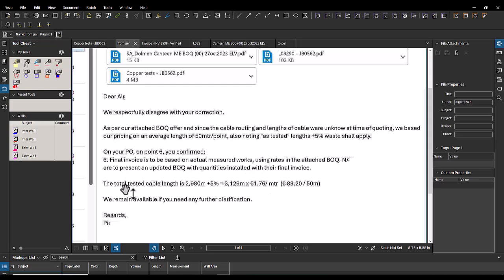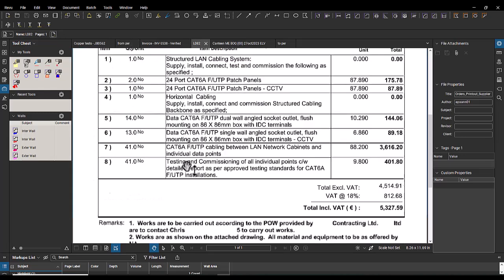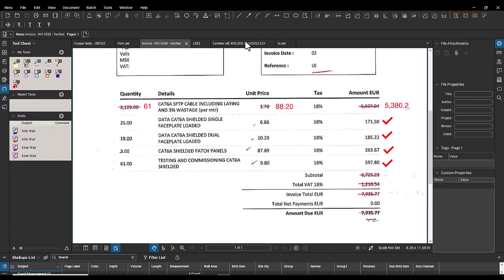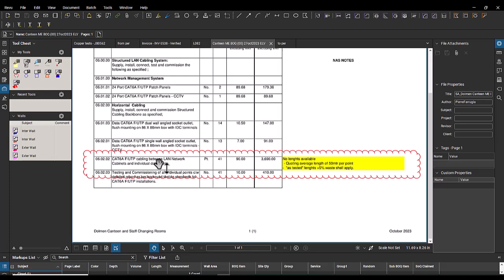And he even says it in our purchase order here, final invoice is to be based on actual measured works. Yeah, it has to be actual measured, but that doesn't mean we have to measure it by meter. We have to measure it by points using the rates in the attached BOQ. It's clear, using the rates. So what are the unit rates of the BOQ? This one, right?